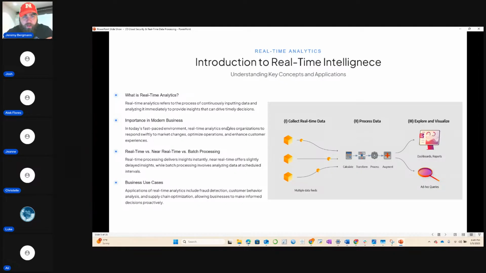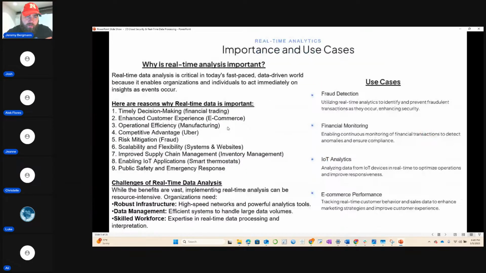Okay. So importance in use cases. Why is real-time analytics analysis important? Kind of just restating what we talked about on the last slide, a fast-paced environment helps organizations and individuals act immediately on insights as they occur, given that those insights are actually actionable immediately and are important. Some of the reasons why it's important: timely decision-making, customer experience, operational efficiency, covered all of those.